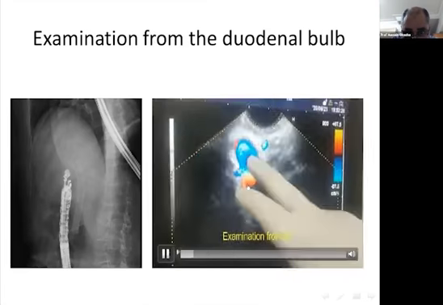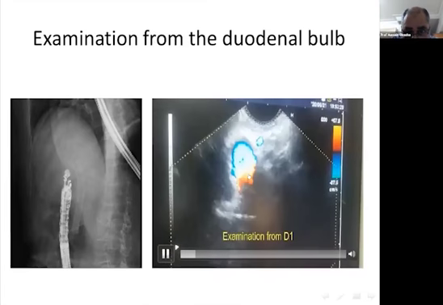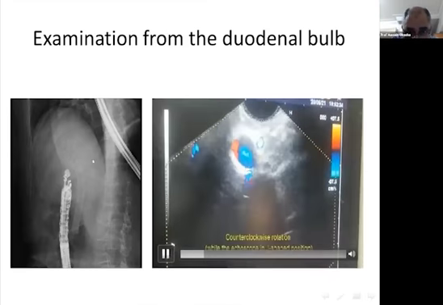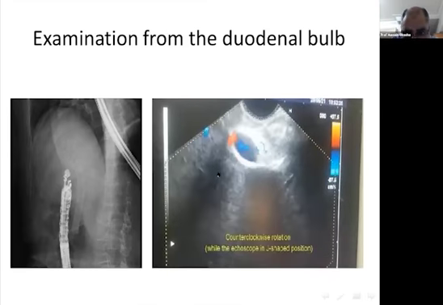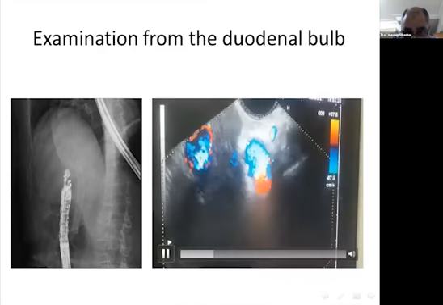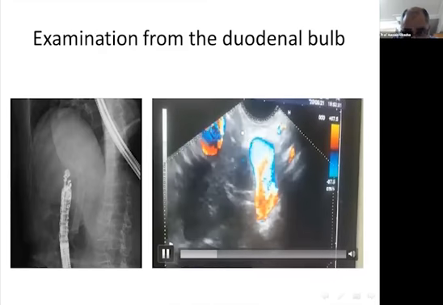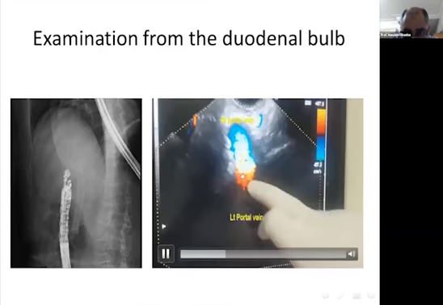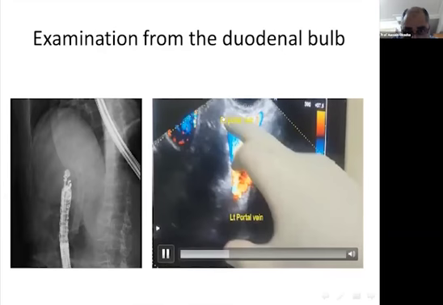This is the portal vein here. And then I will start to do counterclockwise rotation to look at the rest of the liver. The portal vein will divide into its two branches. The right branch is going up, and the left branch is going down. So this is the left portal vein, and this is the right portal vein.